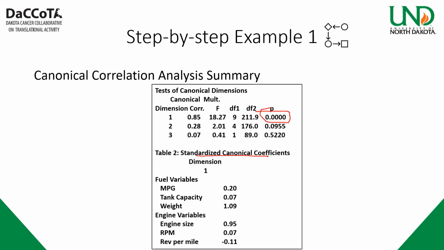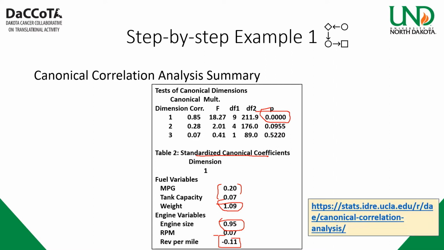So for dimension 1 here, we can see how we can interpret things, where weight of our fuel variable was strongly positively associated with dimension 1. These ones are less so. Engine size was strongly correlated. RPM really wasn't. And then revs per mile was actually negatively correlated. So these are the steps that I went through on the Cars93 data, based on this reference here, which used a different data set, but the same method. So you can look at that for the same approach in a different data set.